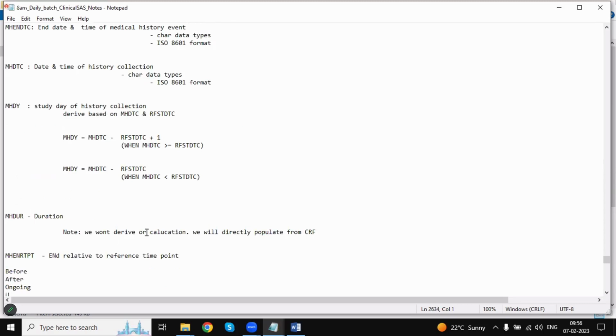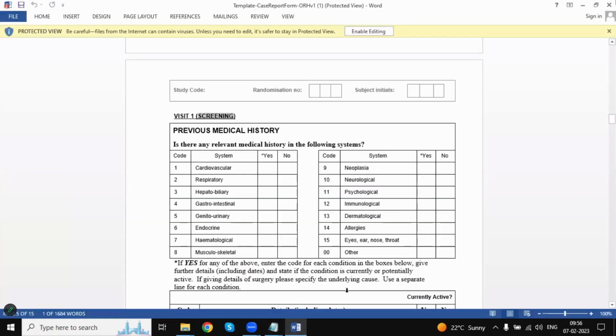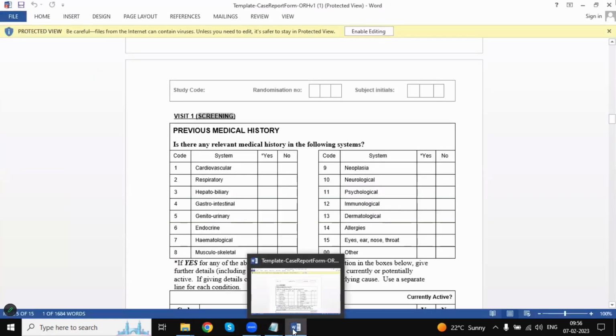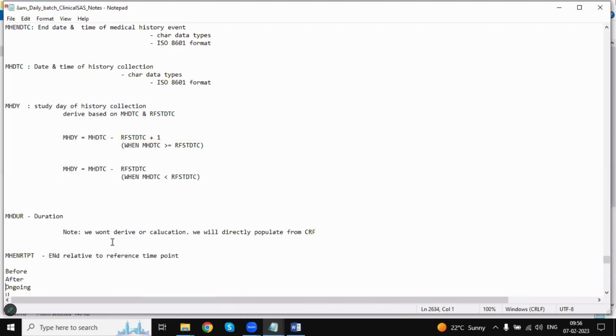The duration we won't derive here directly from the CRF. We'll have the subject and we'll capture the details in the CRF, from the raw dataset. We'll capture. Programmatically we won't derive. Generally it would be end date minus start date; if you do it, you will get a duration.